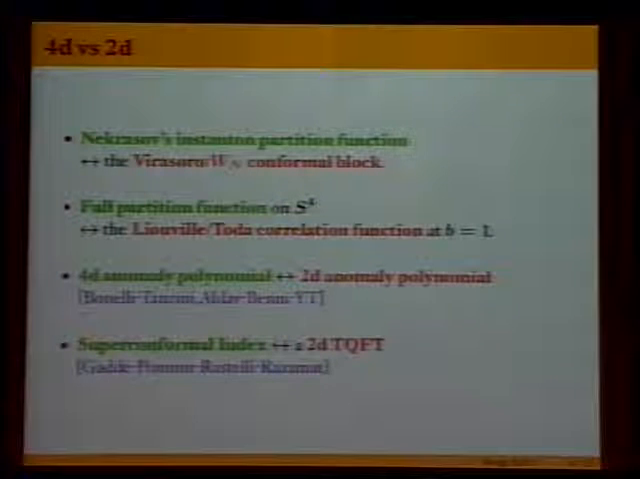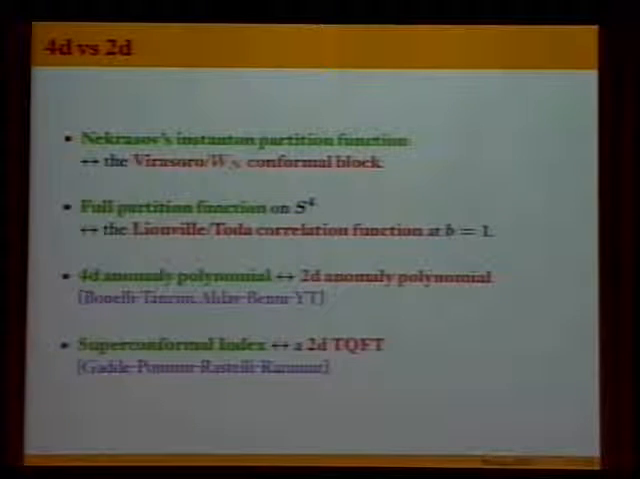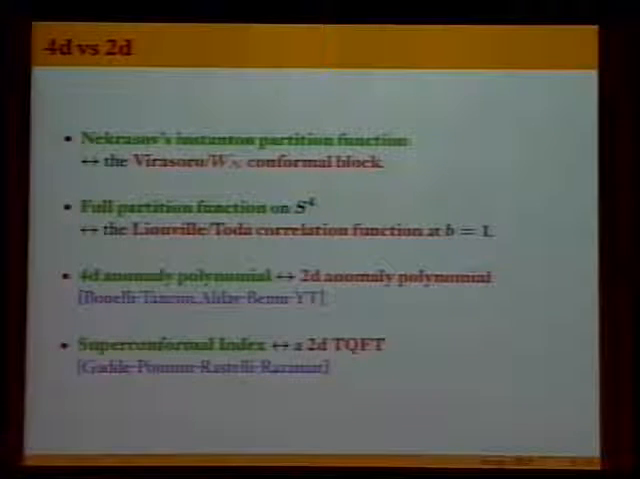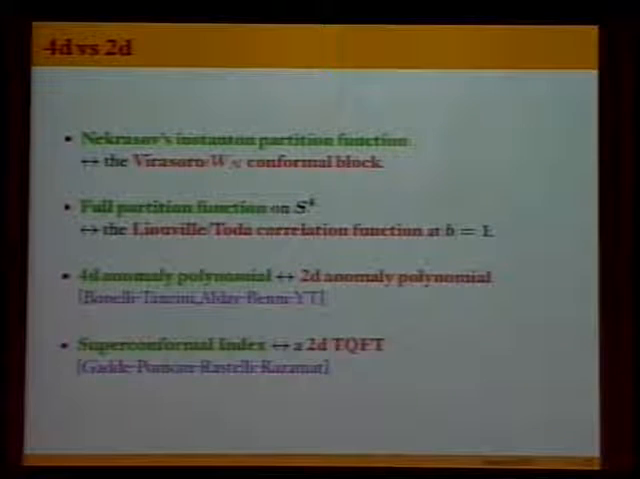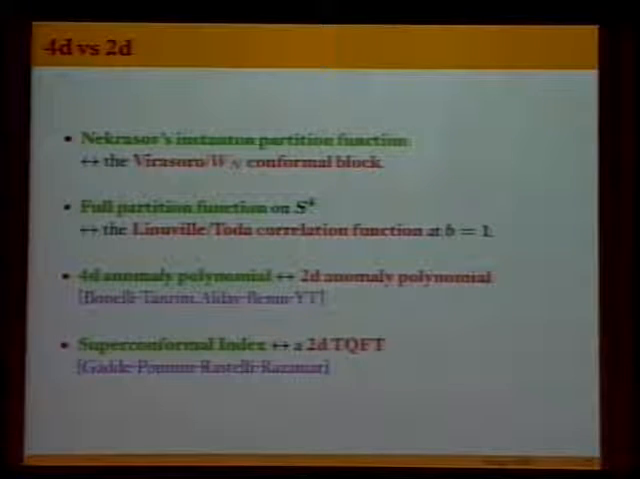So what we found is that if you take Nekrasov's instanton partition function as the 4D quantity you calculate, that will translate to some conformal blocks of Virasoro algebra or Wn algebra. If you take instead the full partition function of the gauge theory on round S4, then we found that it becomes the correlation function of Liouville theory or Toda theory at b equals 1. You can also consider calculating anomaly polynomials of the 4D theory and the 2D theory and compare them, and they nicely agree.